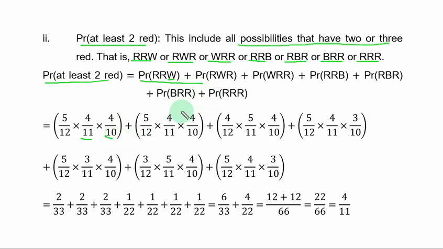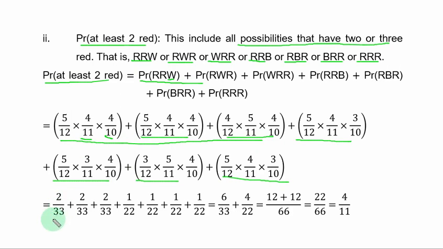For the second arrangement, you have this. For next, you have this. For next, you have this. For the next one, you have this, this, and this. If you simplify the first 3 brackets, you have 2 over 33 respectively. If you simplify the last 4 brackets, you have 1 over 22 respectively.